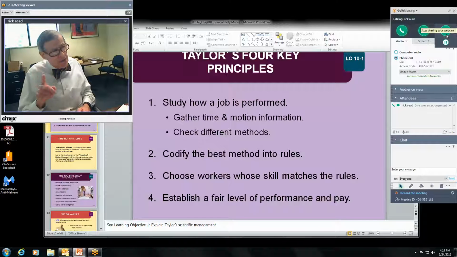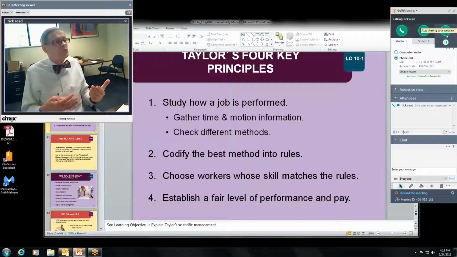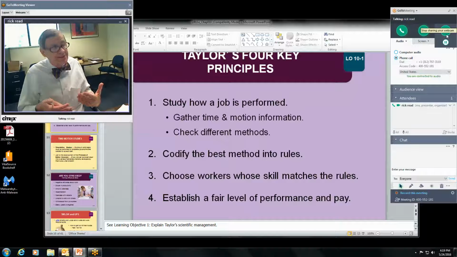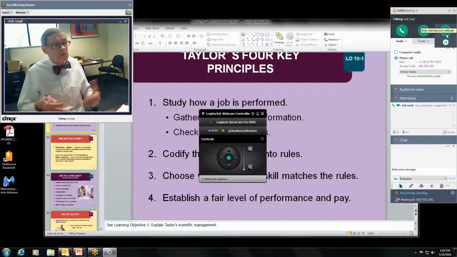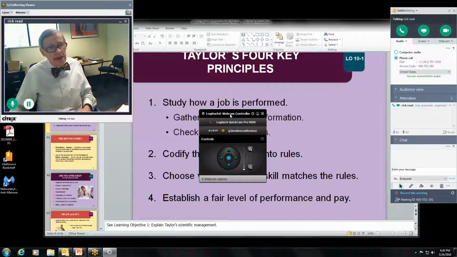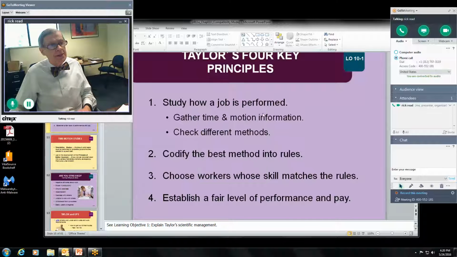Not exactly correct. I'll give you an example. One of his famous studies was with a pig iron hauler by the name of Schmidt. Now, a person who hauls pig iron is hauling 100 pounds of iron ore at a time. Now, before he put Schmidt to work, following his methods, Schmidt was hauling about 12 and a half tons of pig iron a day.